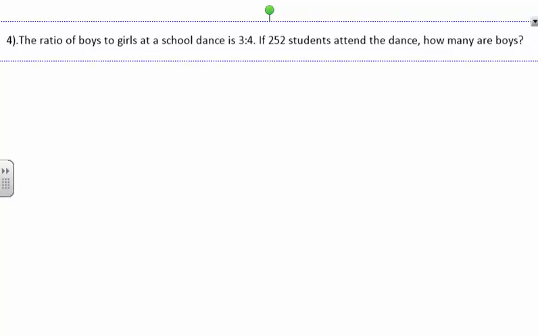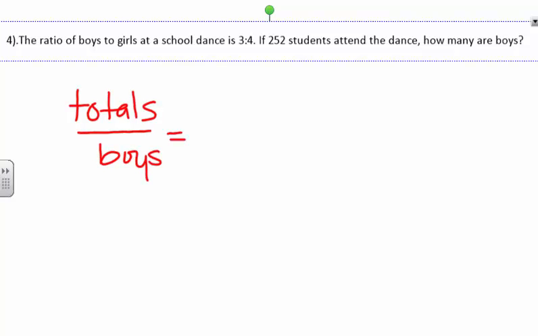Our next question. It says the ratio of boys to girls at a school dance is 3 to 4. If 252 students attended the dance, how many of them are boys? So what we're going to do first is we're going to talk about what we are comparing. So we're comparing the totals to boys. All right, well, how many total are we talking about? We're talking about 7 total because this is 3 to 4.